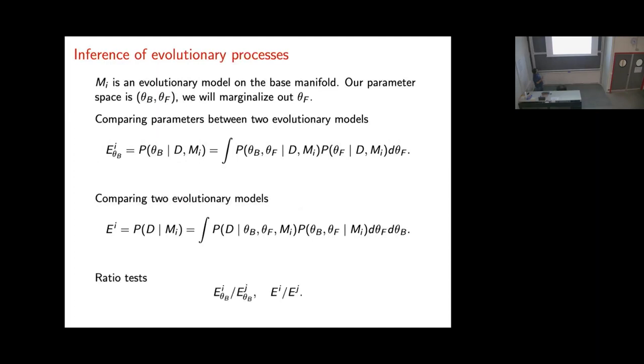Great. So we have two types of parameters. We have the base parameters, and we have our fiber evolutionary parameters. What I'm going to want to do is marginalize out the fiber parameters, and that lets me compare two different types of bases. Because these are all Gaussian processes, everything is Gaussian, so you can actually compute these notions of evidence. Great.